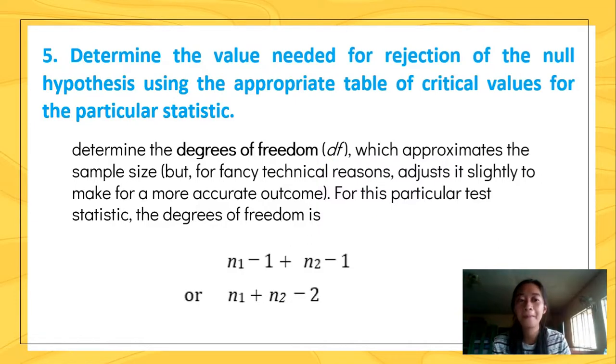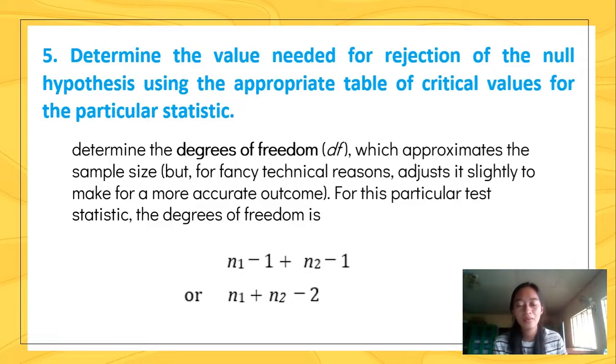So, we're allowing it. We are approximating the sample size of the groups that we are having. To simply say, determine the degrees of freedom, or DF, which approximates the sample size, but for fancy technical reasons, adjust it slightly to make it more accurate. So ato siyang adjuston gamay kay there are possibilities nga na ay errors in the sampling and so on.